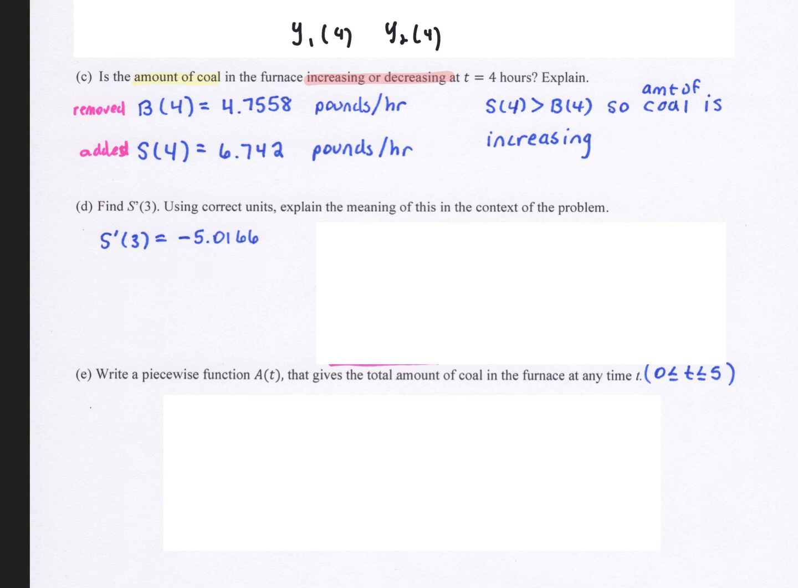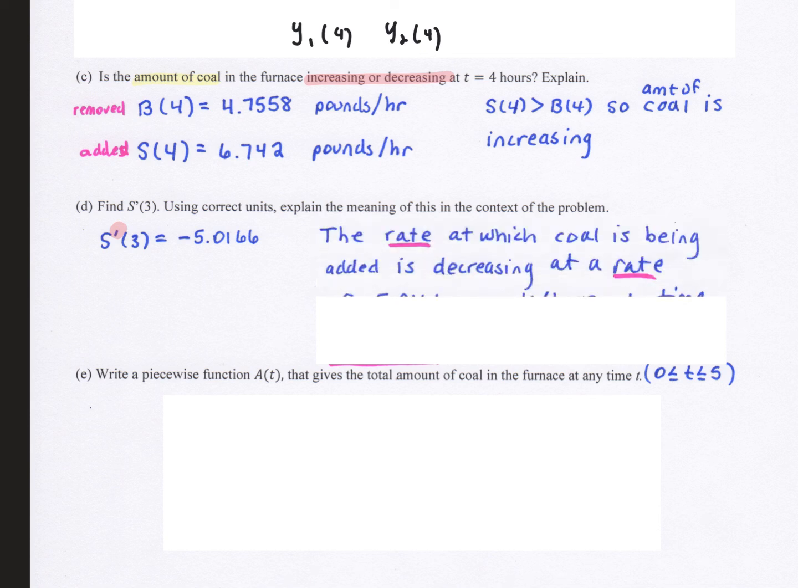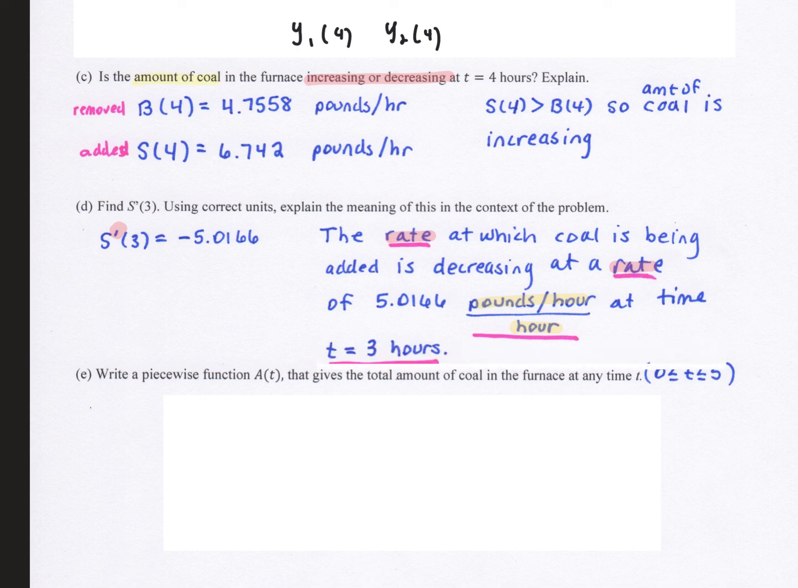Function S is given as the rate that coal is being added. So when I do that derivative of that rate, I'm finding the rate of the rate. So here is my explanation. I've got the rate the coal is being added is decreasing at a rate of, and I went ahead and incorporated that actual value into my answer. And if S is in pounds per hour, that means S prime is going to be in pounds per hour squared because we're at that acceleration level. And then I have to include what the 3 means, and that is just at that moment in time, at 3 hours.